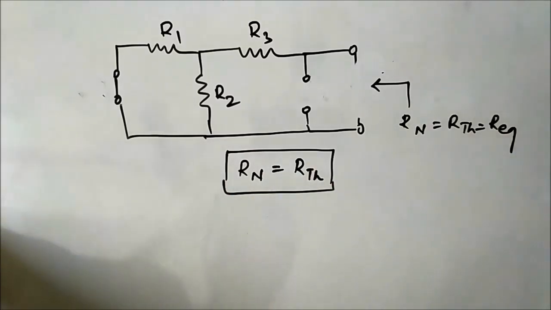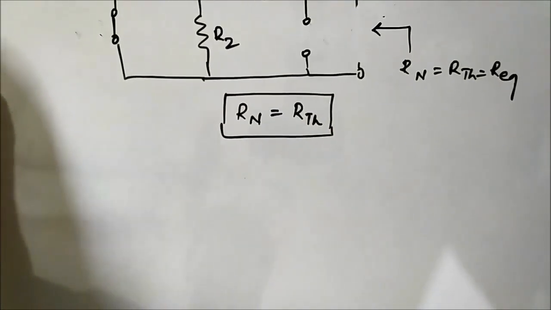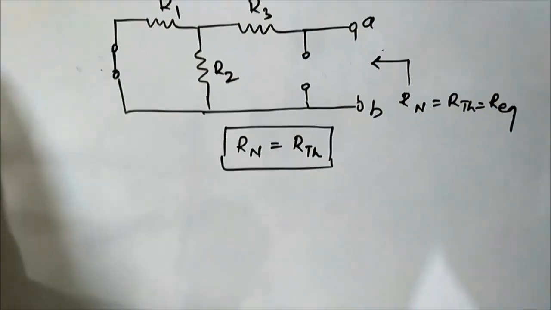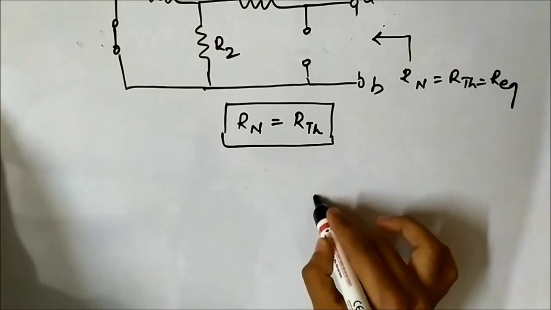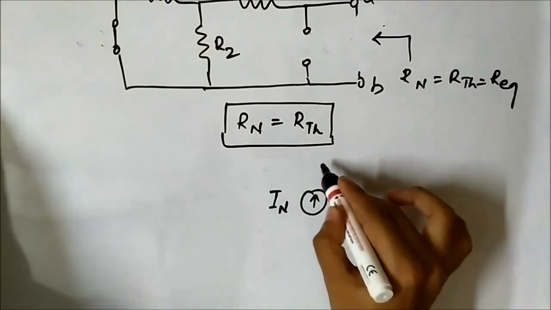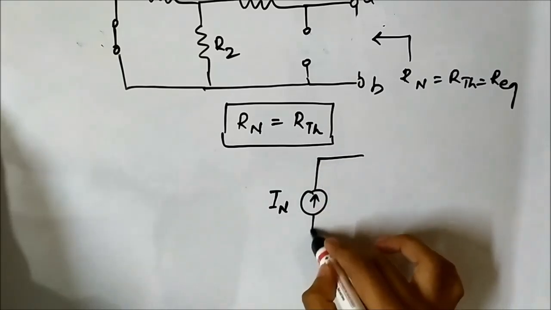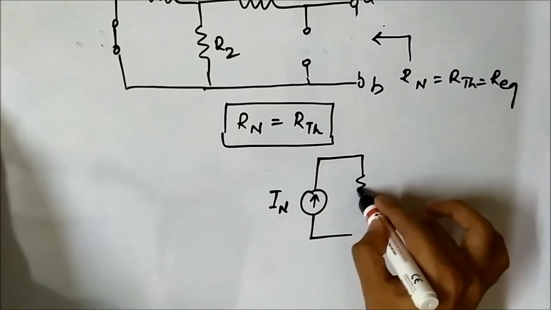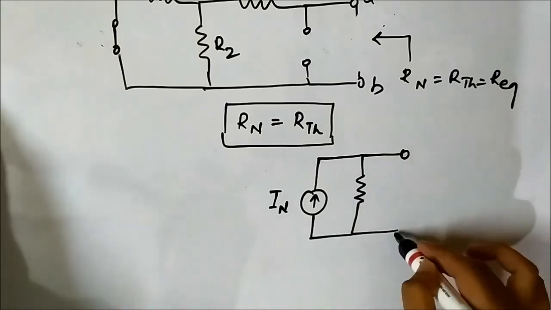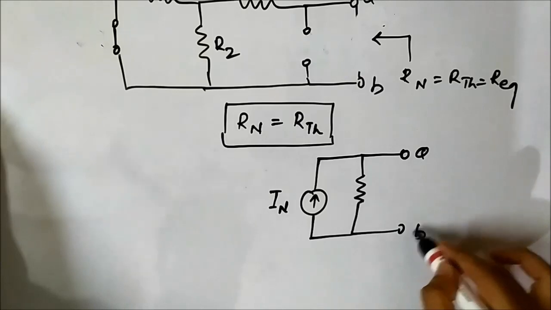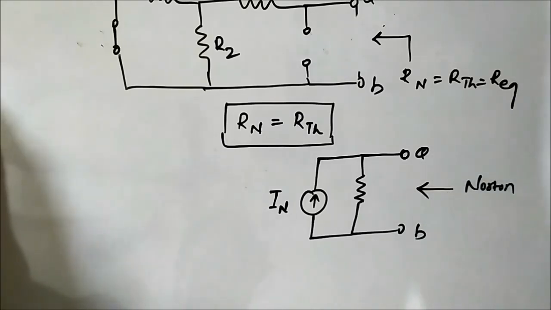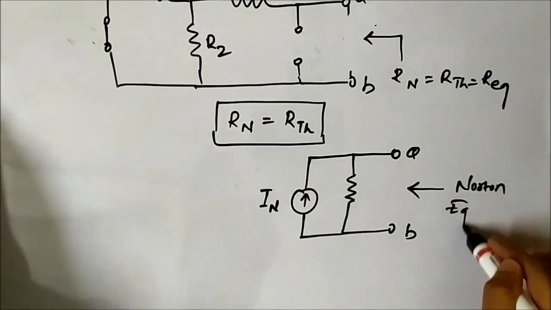So this is basically what the Norton equivalent circuit means. Across these 2 points, the Norton equivalent circuit will look something like this: the Norton current and the equivalent resistance connected in parallel across it. This is the Norton equivalent circuit.